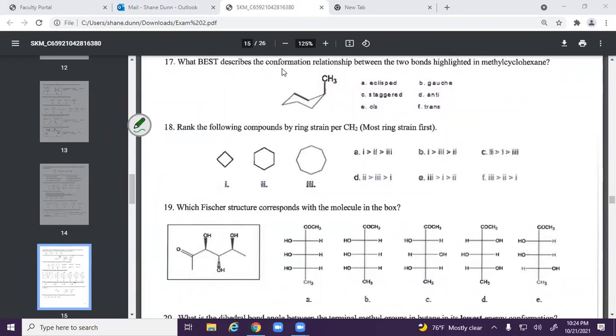Cyclohexane has the lowest ring strain, so that'll be the last one. So here and here, between those two. Next up is 1, 2, 3, 4, 5, 6, 7, 8. 8 is closer to 6 than 4. So it would be B.